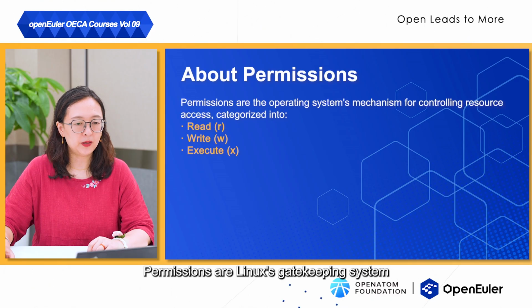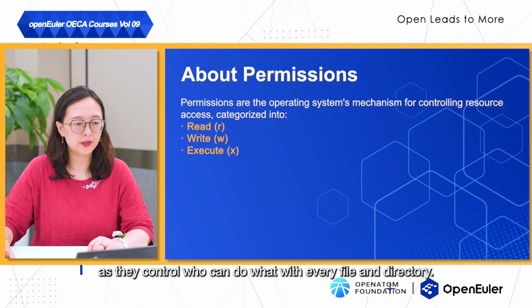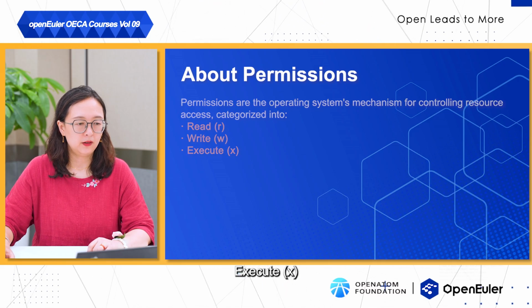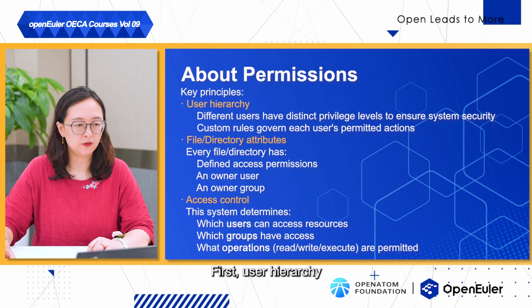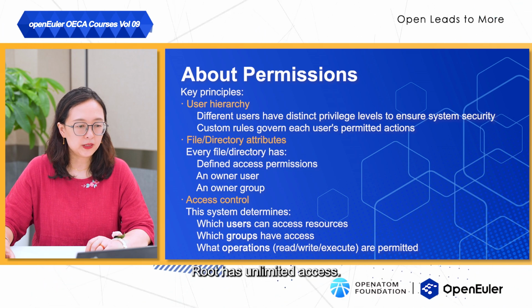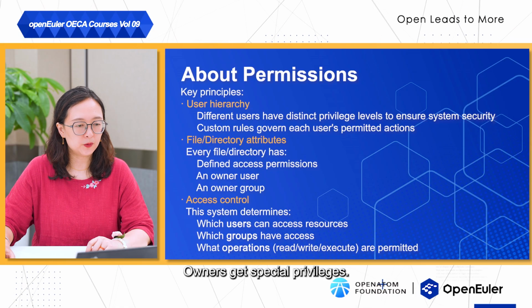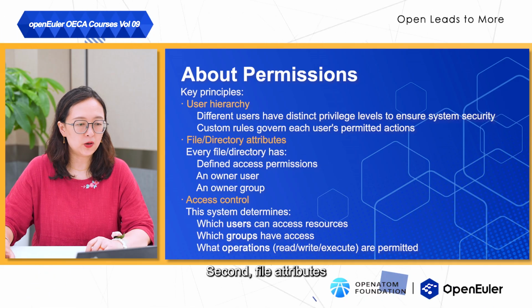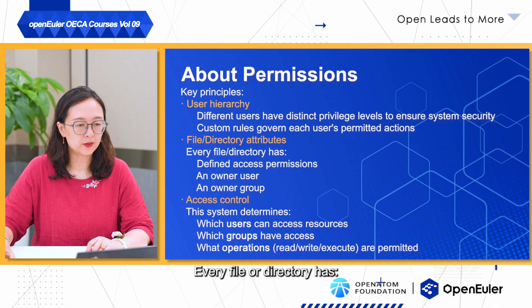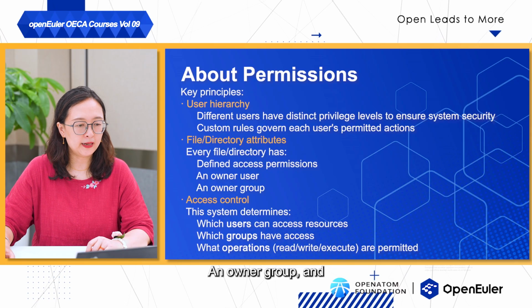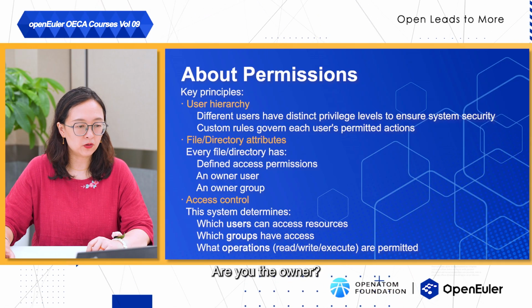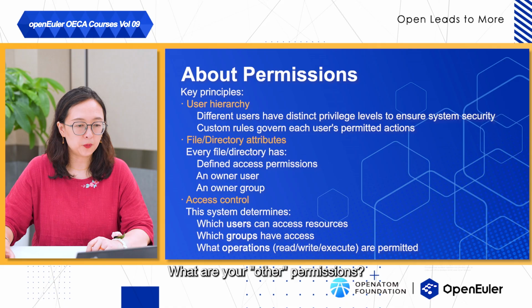Permissions are Linux's gatekeeping system, as they control who can do what with every file and directory. There are 3 fundamental permissions you'll work with: read, write, and execute. These permissions follow 3 key rules. First, user hierarchy. Root has unlimited access. Owners get special privileges. Normal users have restricted access. Second, file attributes. Every file or directory has an owner user, an owner group, and specific permission settings. Third, access control. The system checks: are you the owner? Are you in the right group? What are your other permissions?